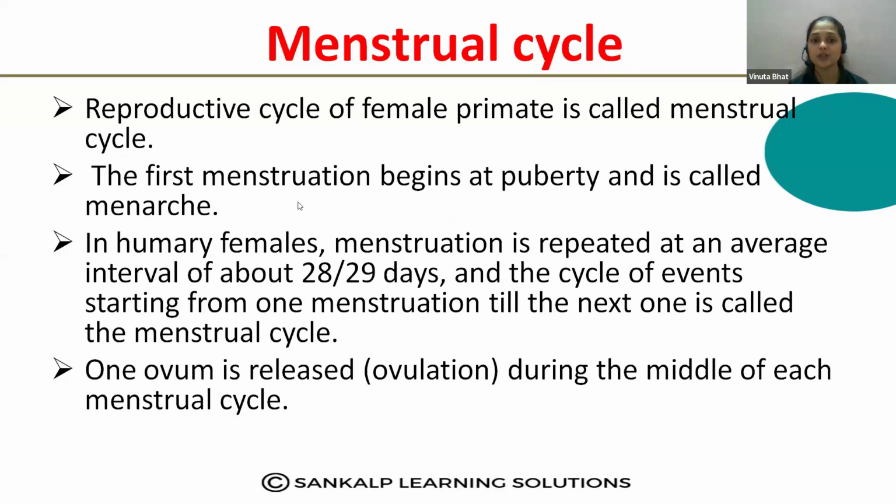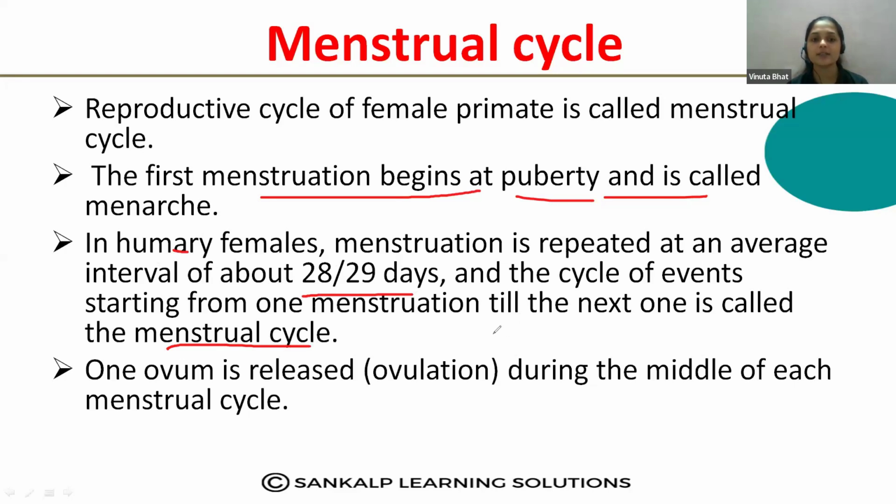The first menstruation begins at the puberty. That is called as menarche. And after 48-50 years, the menstruation cycle stops. That is called as menopause. Menarche and menopause, very important. And in human, this cycle is repeated after an interval of 28 to 29 days. That is called as a menstrual cycle.